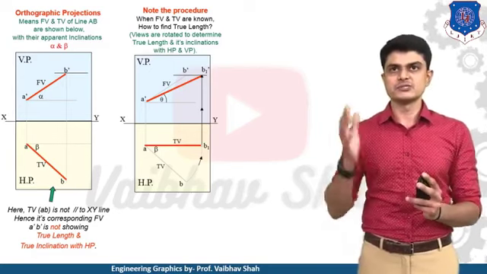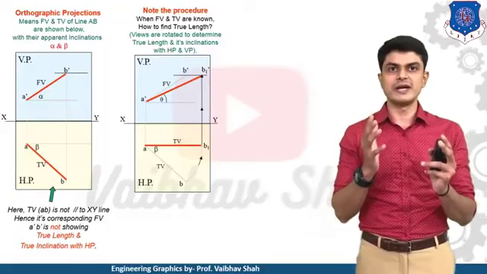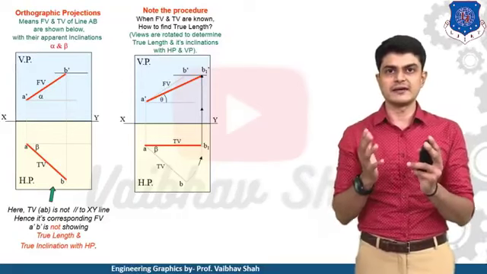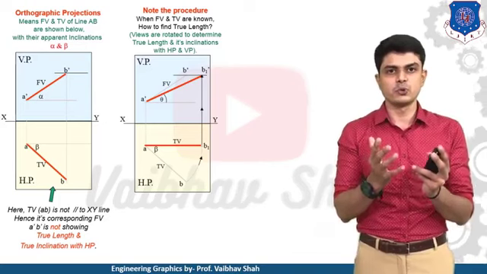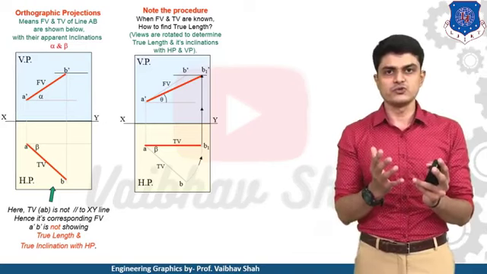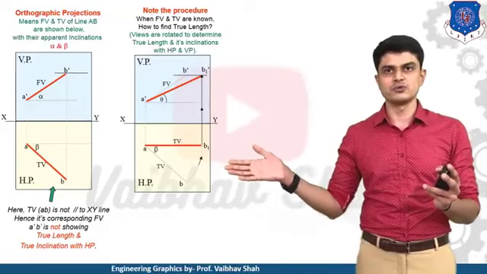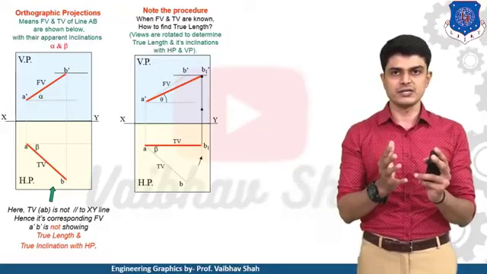So note the procedure. Whenever the front view and top view are known but the true length is unknown, then what to do? We will follow the same procedure. Whenever in an examination you know the front view and top view but you don't know the true length, you need to first plot one of the top view or front view, and then you need to convert it into a horizontal line.